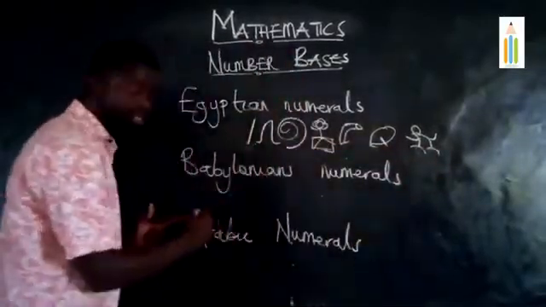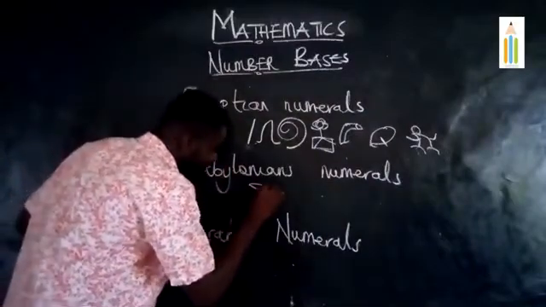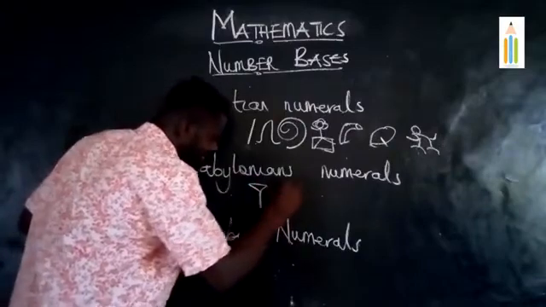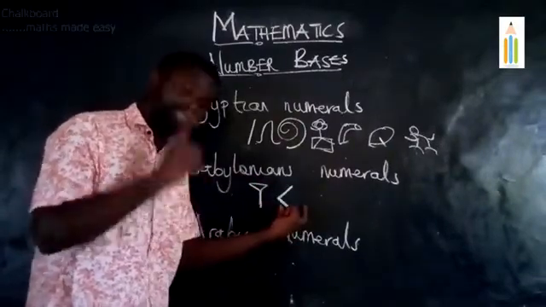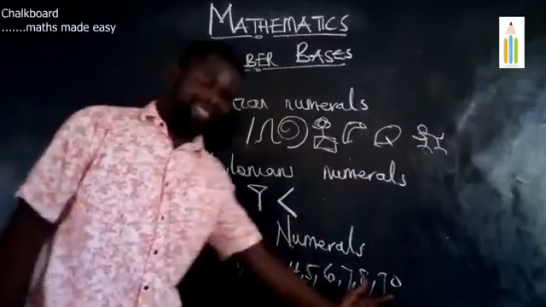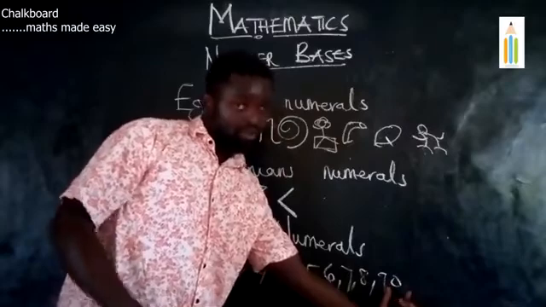And for the Babylonian symbols, they used only 2 symbols. The first symbol looks like this, and the other looks like this. The first symbol was for 1, and this symbol was for 10. With symbols like this, they made up to 9, and later they added the 0 to it.